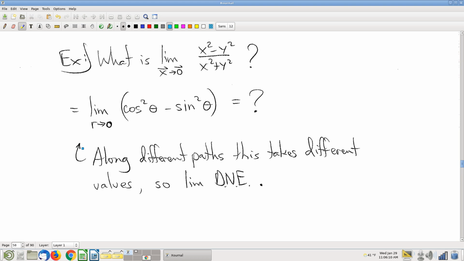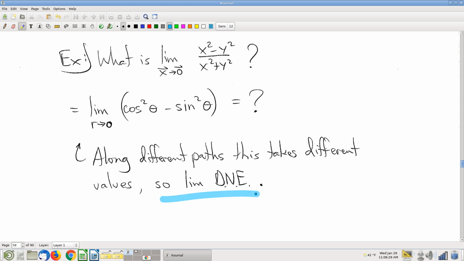Oh, well, it's clearly going to take different values. In fact, you don't even have to have theta doing anything crazy. You could just pick theta equals 0, and subsequently pick theta equals pi over 2. You get different values. So this limit does not exist.